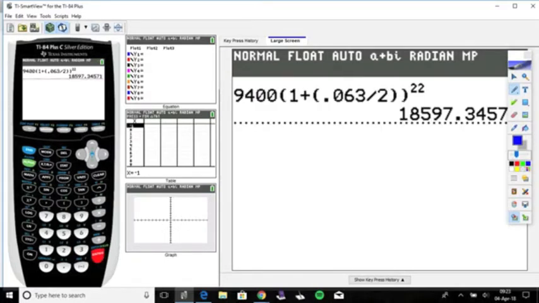So just make sure you be careful with your parentheses. If you know how to type fractions in, it's probably better that way. But, you know, I don't, so I just kind of stick with it like this. So our final amount is $18,597.35 if you round up. Okay?